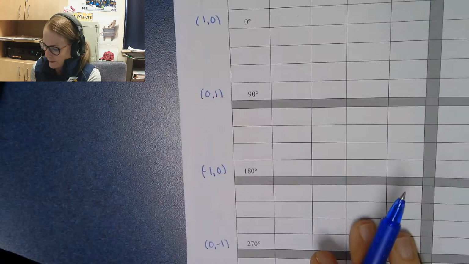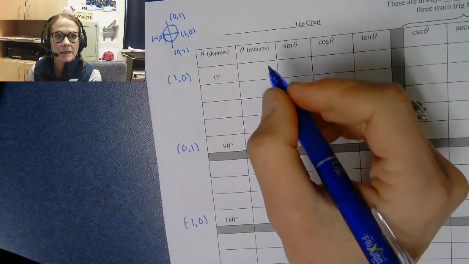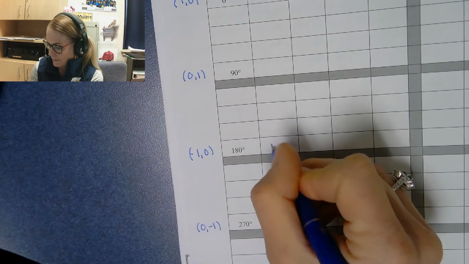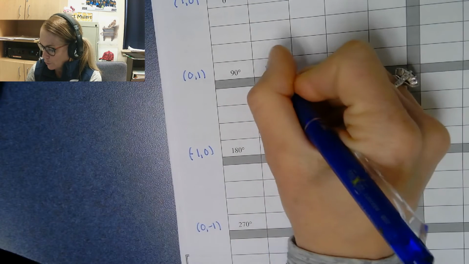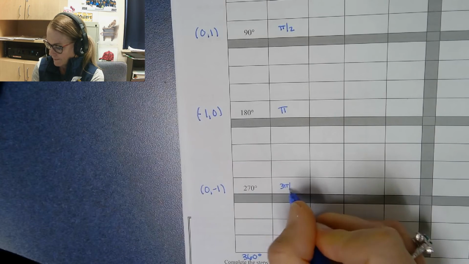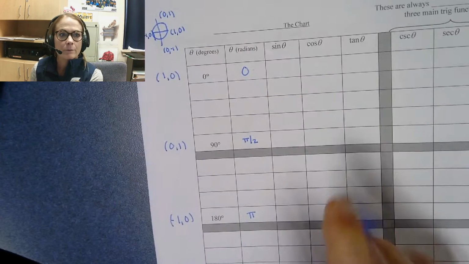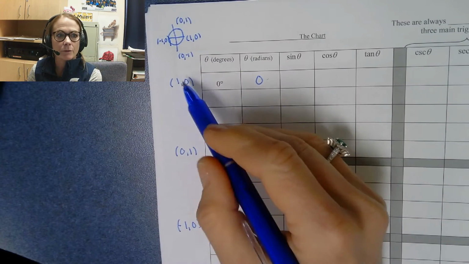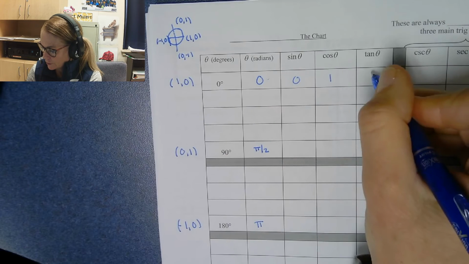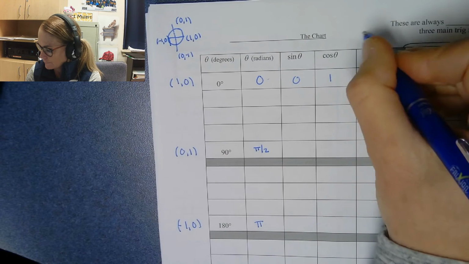In terms of radians, this is 0 radians. This is pi. This is pi over 2. And down here is 3 pi over 2. Sine is just your y value, cosine is your x value, and tangent is your sine over your cosine.